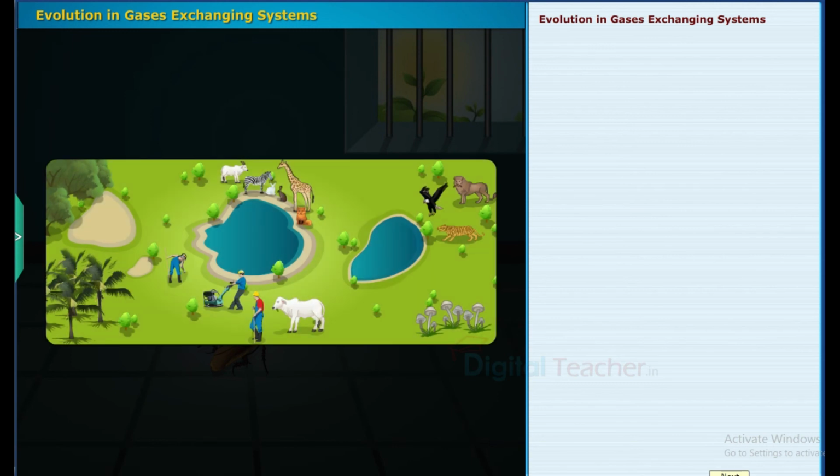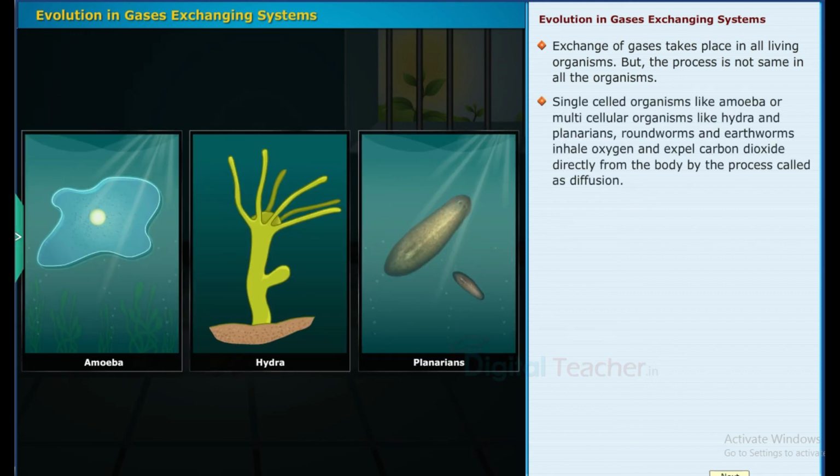Let us now learn how the exchange of gases takes place in unicellular and multicellular organisms, and also whether the process of exchange is the same in all organisms. Exchange of gases takes place in all living organisms, but the process is not the same in all organisms. Single-celled organisms like amoeba, or multicellular organisms like hydra, planarians, roundworms and earthworms, inhale oxygen and expel carbon dioxide directly from the body by the process called diffusion.